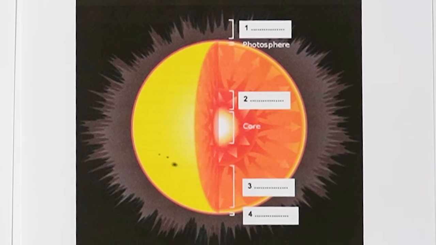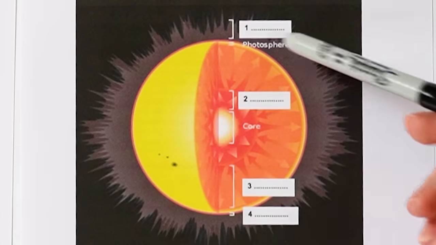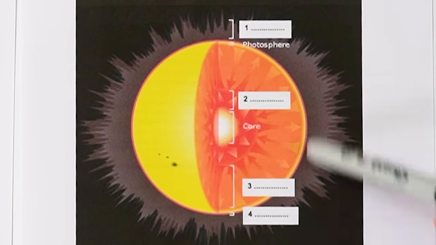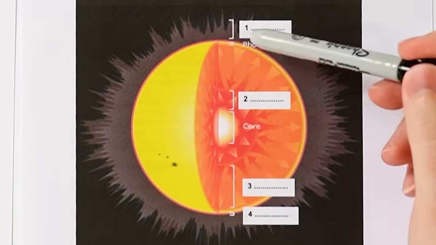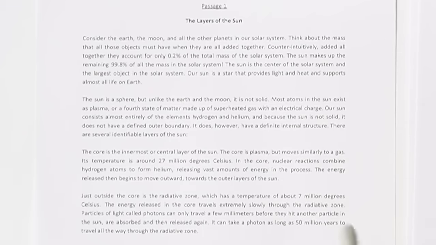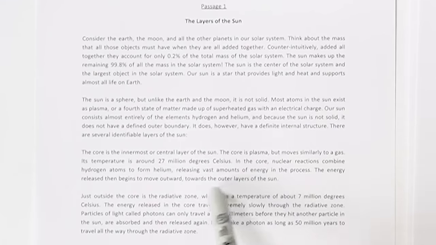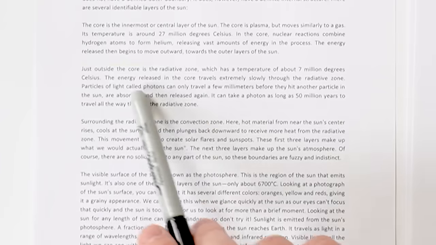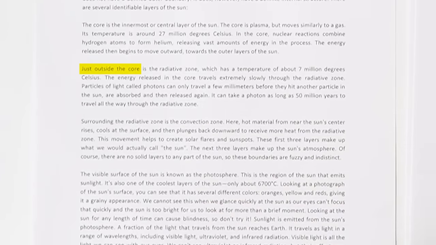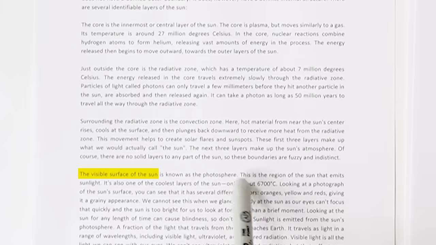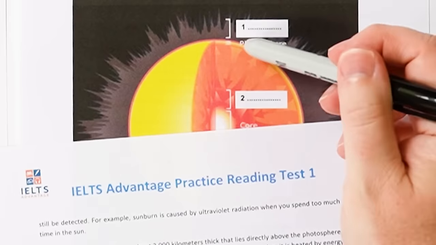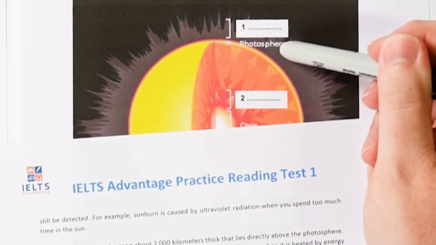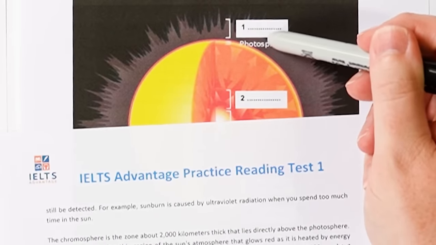So what will I be scanning for? Well, number one, you have this bit outside of the sun or around the sun. So we're going to look for keywords or synonyms that talk about that. So if we have a look here, the core, we're not looking for the core, we're looking for something else. The sun is a sphere, no, this seems to be just introduction. Okay, just outside the core, no, that would be describing just next to the core. Okay, the visible surface of the sun is known as the photosphere. So the visible surface of the sun here is the photosphere. So next to the photosphere is number one, so this shows us that this might be the correct location.